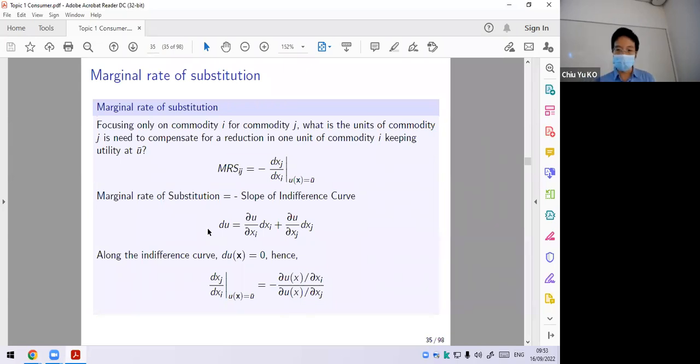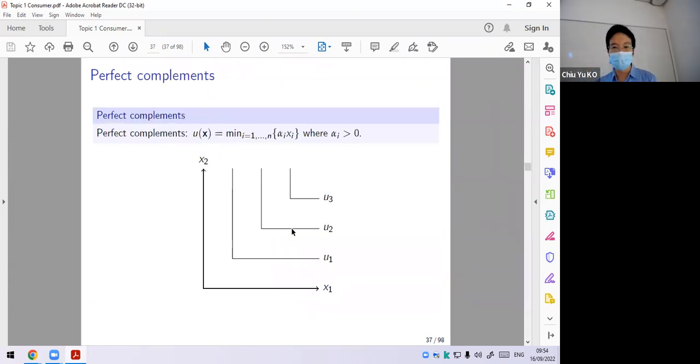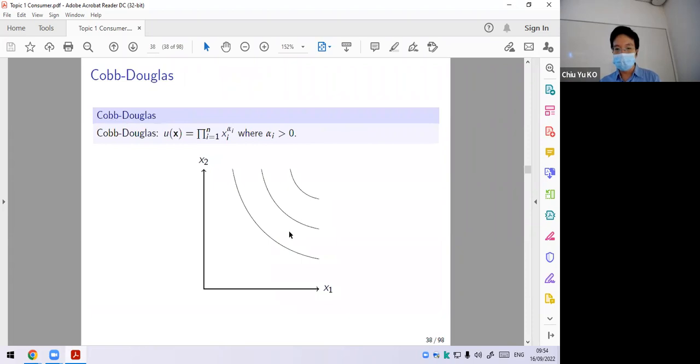So if you draw it in a diagram in the two-good world, it's just the slope of the indifference curve, because you keep utility the same. Remember there are three special cases: perfect substitutes, perfect complements, and Cobb-Douglas.